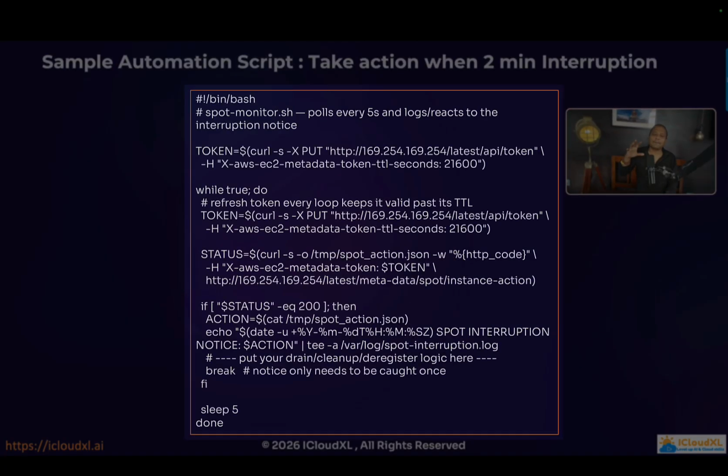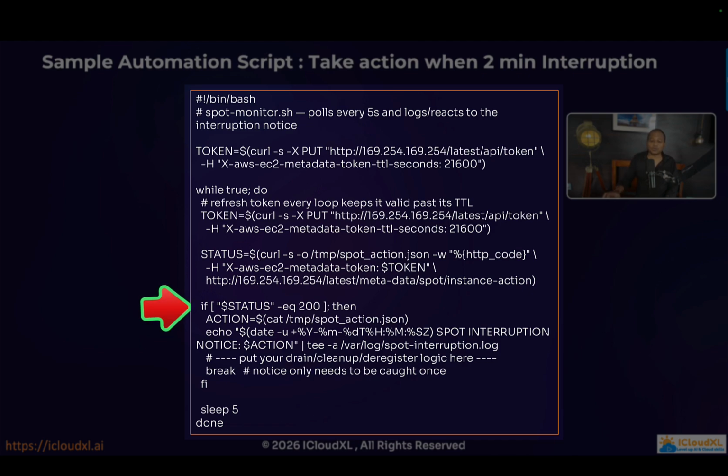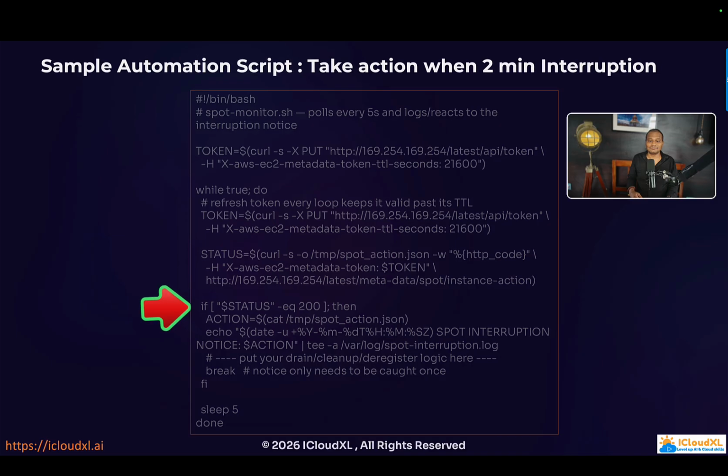And this is a sample script which you can execute continuously to verify whether you have received that notification. And once you receive that notification, if you look at this condition, status equals 200. Once you receive that notification, you can trigger an action. That action may be to save the work. That action may be to send that output to some file so that later you can resume that work because your instance is going to be terminated.